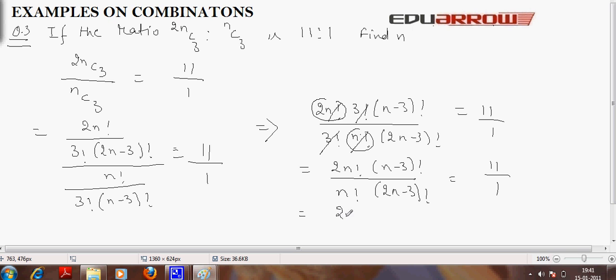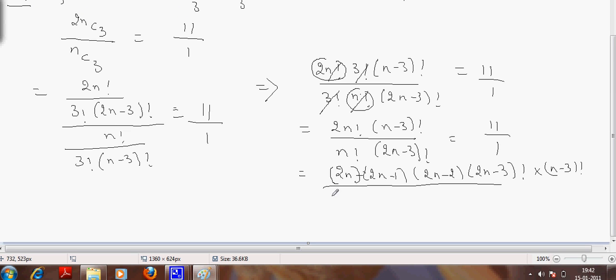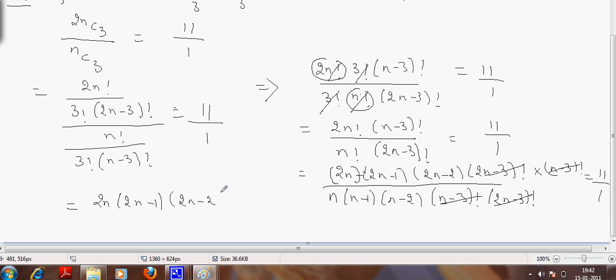Now expanding this, 2n factorial is equal to 2n into 2n minus 1 into 2n minus 2 into 2n minus 3 factorial, multiplied by n minus 3 factorial, divided by n factorial, which can be written as n into n minus 1 into n minus 2 into n minus 3 factorial into 2n minus 3 factorial, which is equal to 11 by 1. Now 2n minus 3 factorial is cancelled by 2n minus 3 factorial and n minus 3 factorial is cancelled by n minus 3 factorial. So we get 2n into 2n minus 1 into 2n minus 2 divided by n into n minus 1 into n minus 2 is equal to 11 by 1.